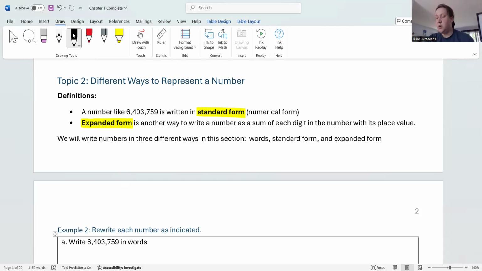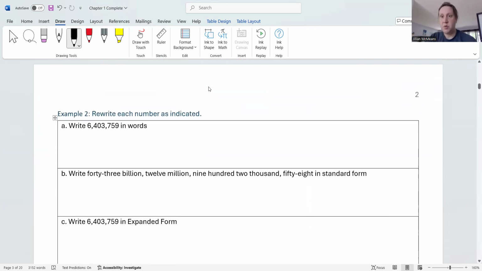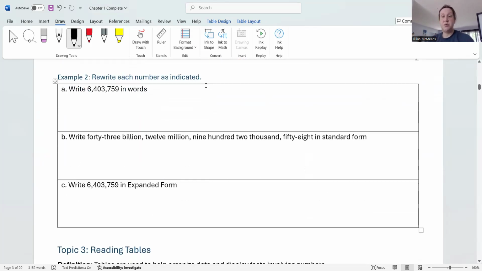Okay, so we will write numbers in 3 different ways: words, standard form, and expanded form, and know how to convert between the 3. Example 2 says rewrite each number as indicated. We have this number sitting in front of us for part A, and we want to write it in words.